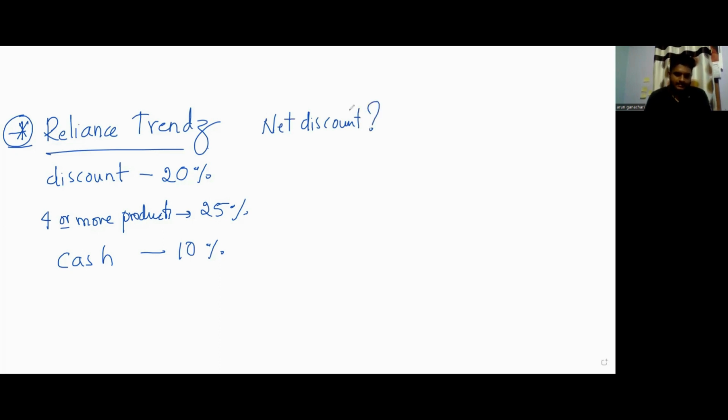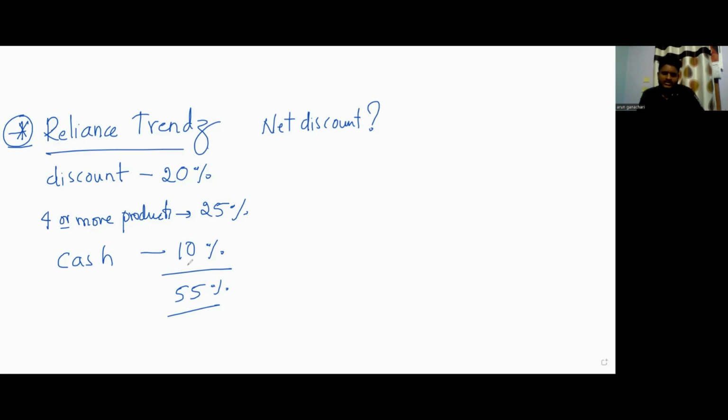20 by 100 plus 25 divided by 100. From the outset, what is the net discount? How much is appearing to the naked eye? What is the number you are thinking here? 20 plus 25 plus 10, that is 55, yes or no? From the outset, it looks as if we are getting a total of 55%. But are we getting exactly 55% or is something missing here?